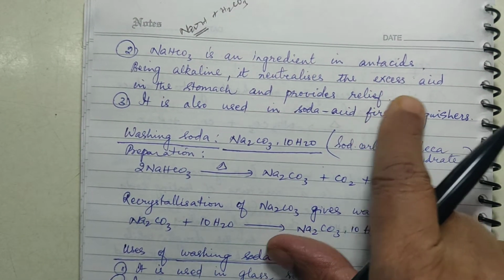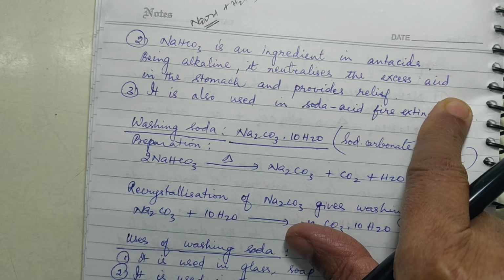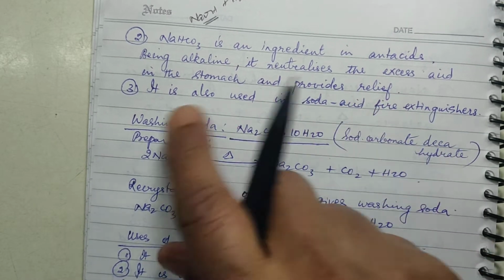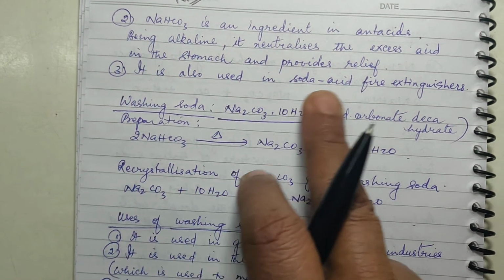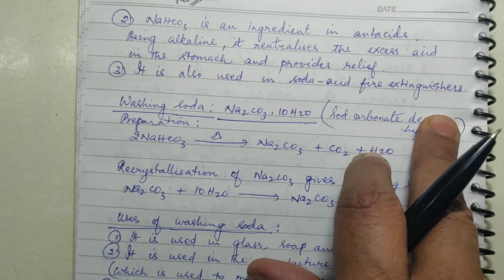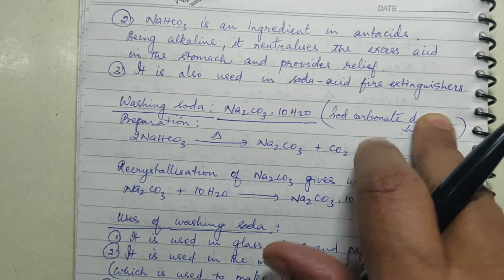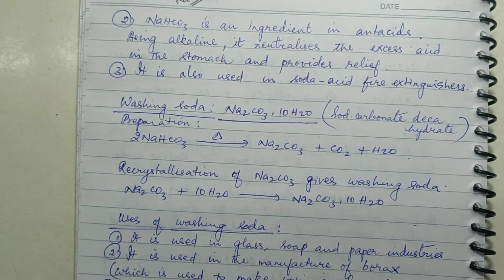So it neutralizes the excess acid produced in the stomach and provides relief. That is why it is used as an antacid. Then it is also used in soda acid fire extinguisher, where carbon dioxide is evolved and it can be used to put out the fire.